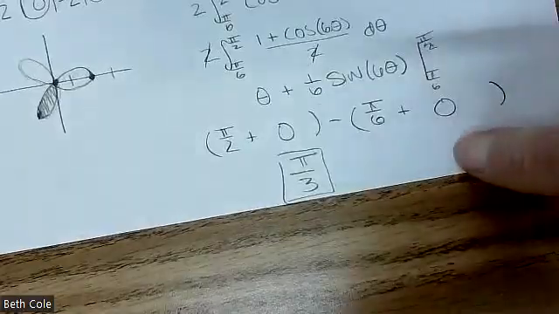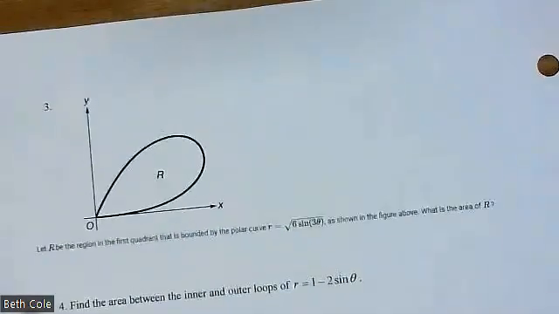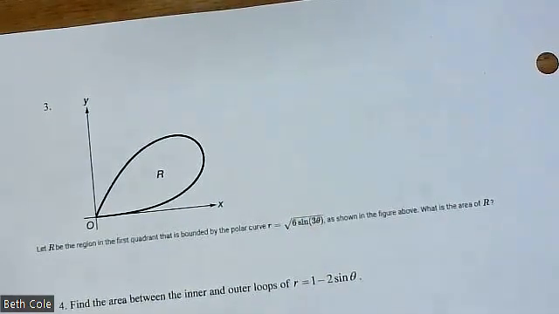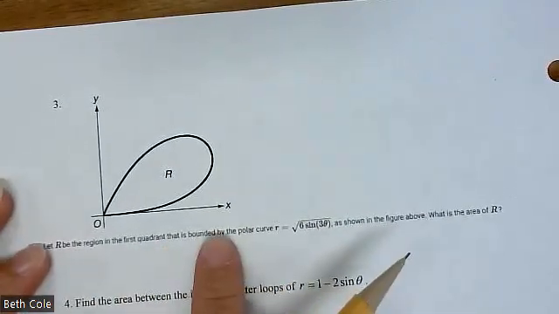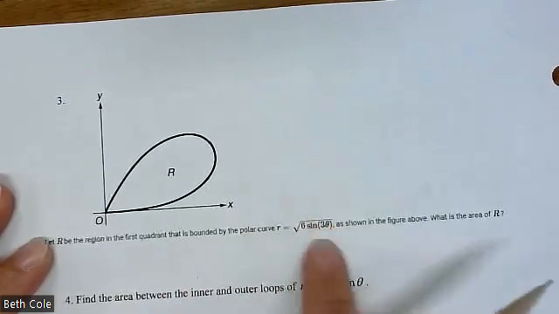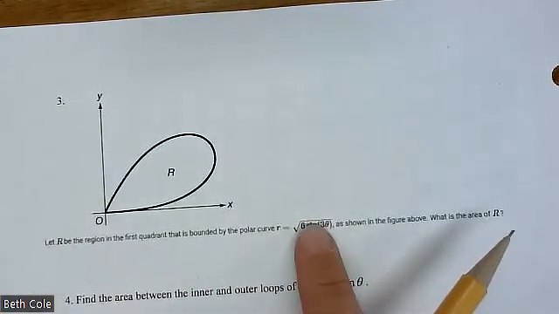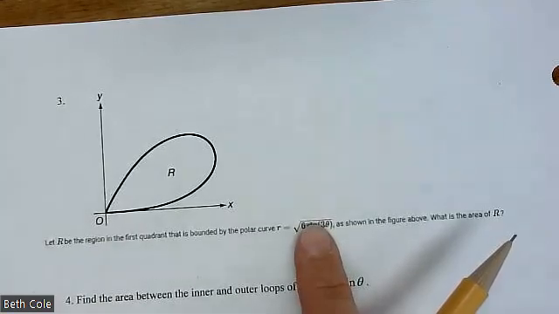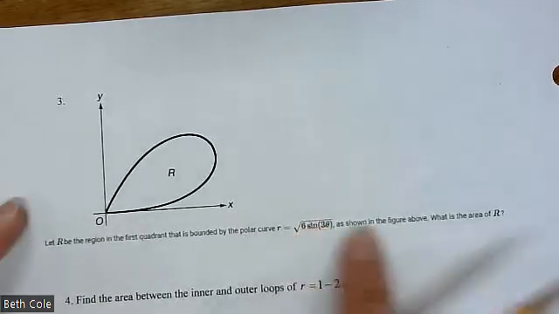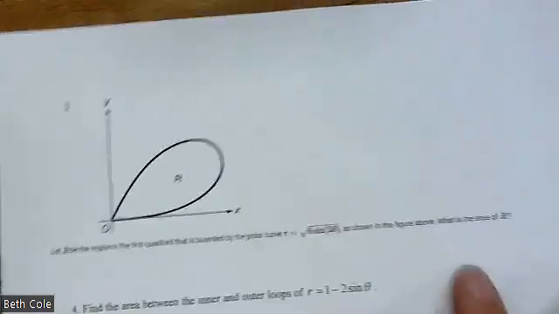Cool, let's try it again. This time you got a picture. That's like a gift. You don't have to draw one. Let R be the region in the first quadrant bounded by this equation. Oh, you should also be really happy that there's a square root. Why is that a good thing? We're going to square it and then they'll just cancel out. Okay. What is the area of R?